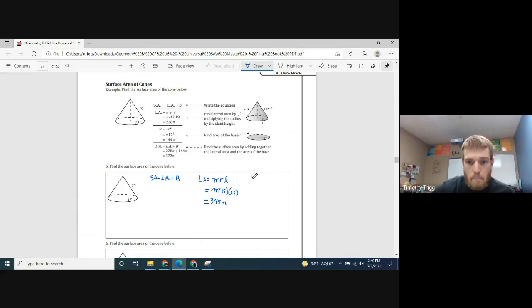Now let's find the base area. In our case, the base is a circle. For every cone, the base is a circle, and we need to find the area of that circle. The area of a circle is pi times r squared, which will be pi times our radius, 15 in this case, squared, which will be 225 pi.